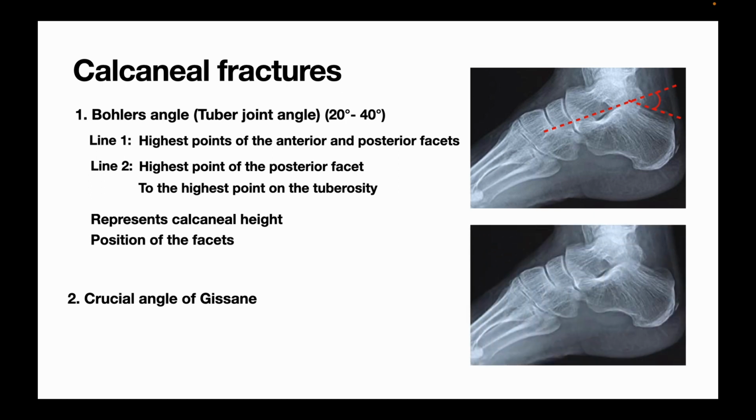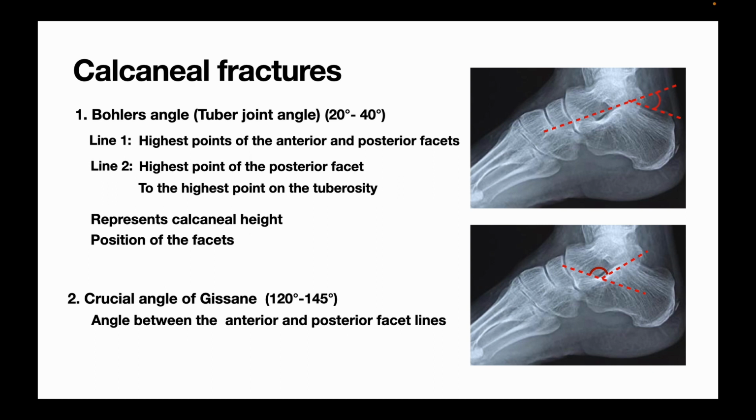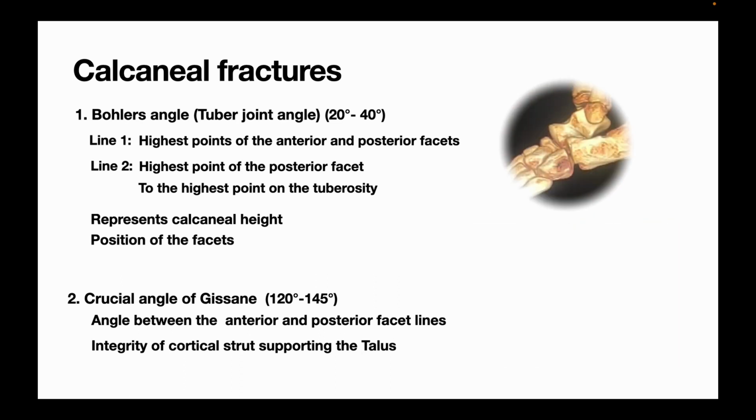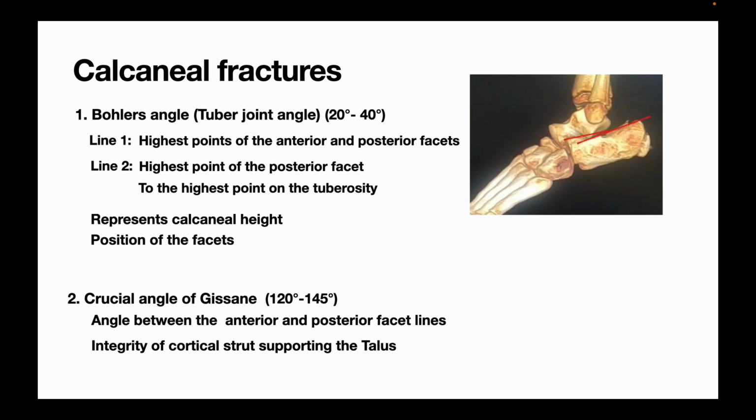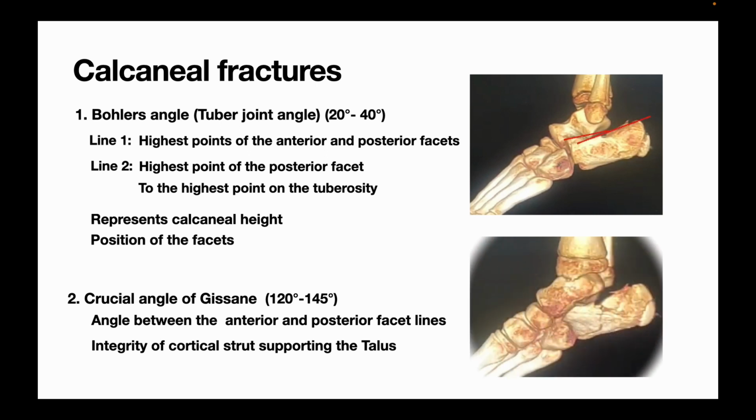Crucial angle of Gissane is formed by the lines drawn along the anterior and posterior facets of the calcaneus. It measures around 120 to 145 degrees and it indicates the integrity of the cortical strut supporting the talus. Here you can see that the Bohler's angle is reduced and has turned negative, and hence the calcaneal height is significantly reduced. Here the angle of Gissane has increased significantly.